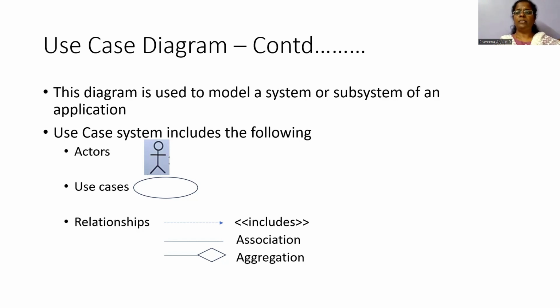Okay. So what is meant by relationship is how these actors and use cases are connected to each other. So that is known as relationship. In relationship, we have several relationships. I have mentioned some of them here, which include association, aggregation, extends, and so many things. So we'll see them one by one.